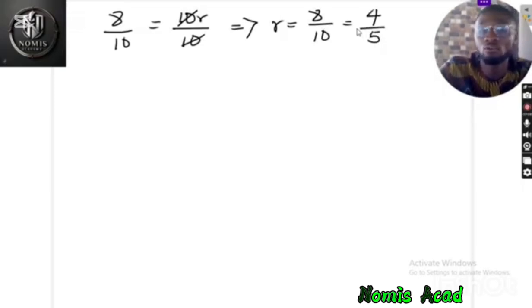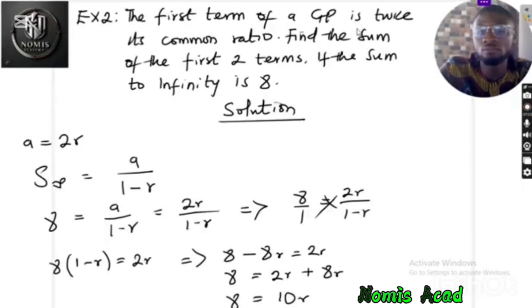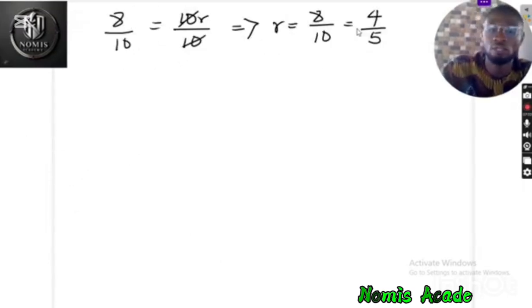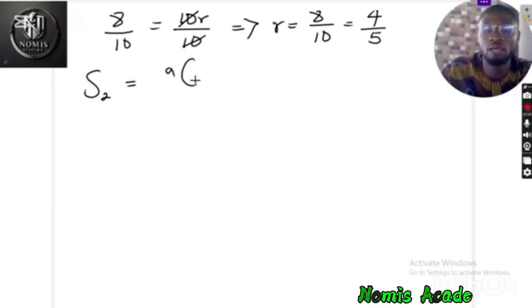So now I've gotten the value of A, I've gotten the value of R. So find the sum of the first two terms. So I'll say S2, the sum of the first two terms is equals to A, the first term, open brackets. Now I have an idea that for the sum to infinity to exist, R is less than 1. Then I'll just say 1 minus R raised to the power of n, close brackets, all over 1 minus R.